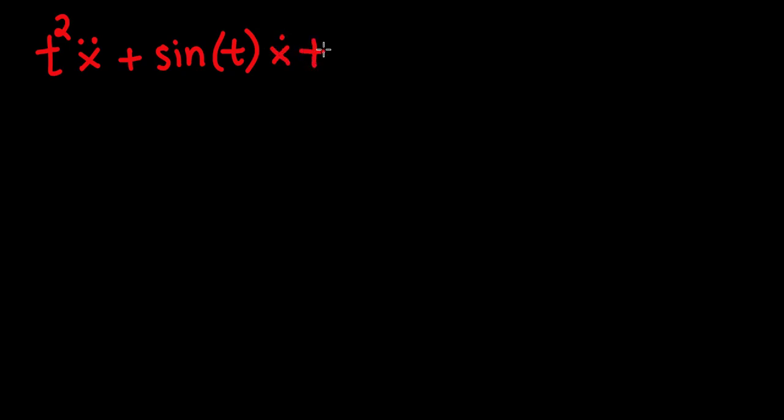Now, a lot of you guys are probably used to the stereotypical second order differential equation that's linear with constant coefficients. So let's do something that's more fun but not too crazy. Let's say we have some t squared times x double dot plus the sine of t times x dot plus x times e to the t, the exponential of t, equals 5.